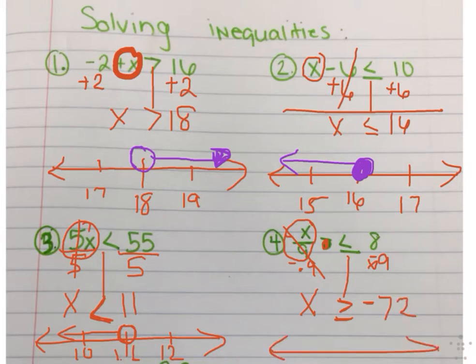Again, last step, graph it. I apologize, but my battery's about to run out, so I'm going to hurry up. On the number line, this is negative 72. So what's less than negative 72? Negative 73 is on this side. What's greater than negative 71? So if I looked at x has to be greater than negative 72, so my arrow goes that way.